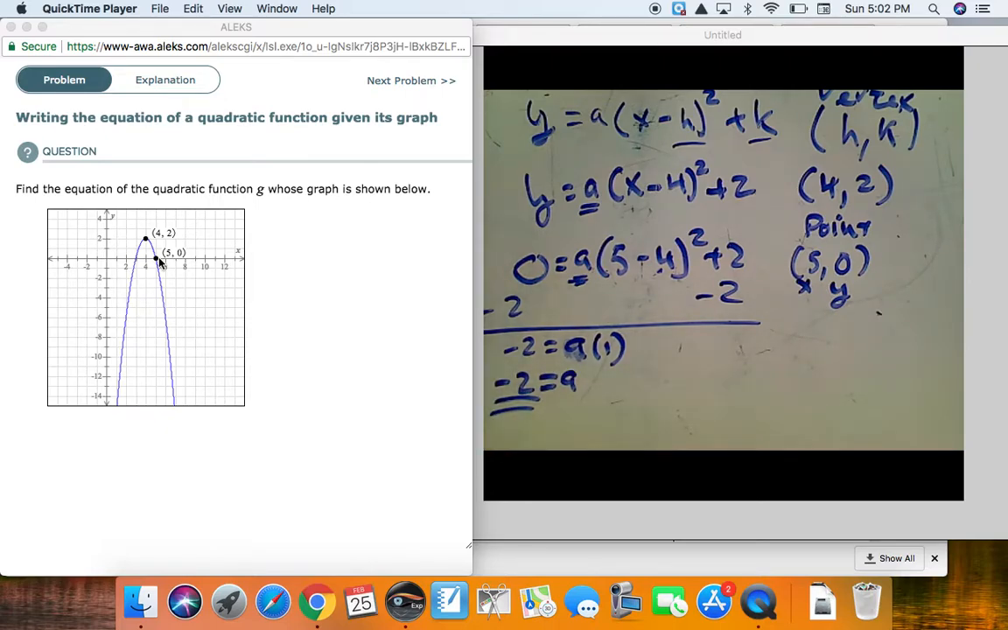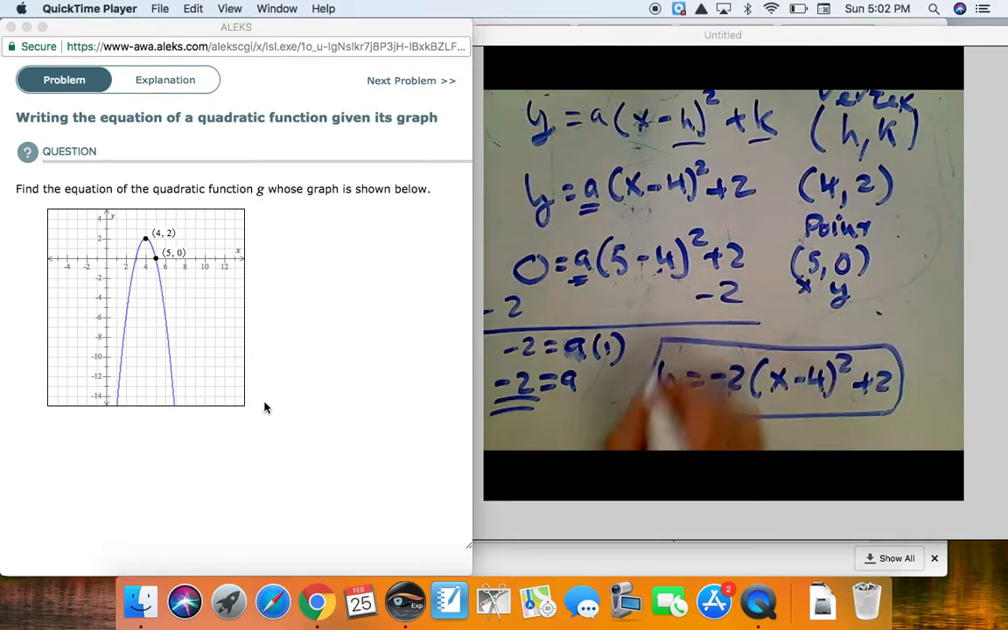So we just proved it. It looked like it, right? But we proved it. So now we can write the equation: y equals negative 2 times x minus 4 squared plus 2. Now, this problem doesn't say anything about writing in standard form or anything like that, so you can just leave that as your answer. Now, let's do the same problem in a different way.